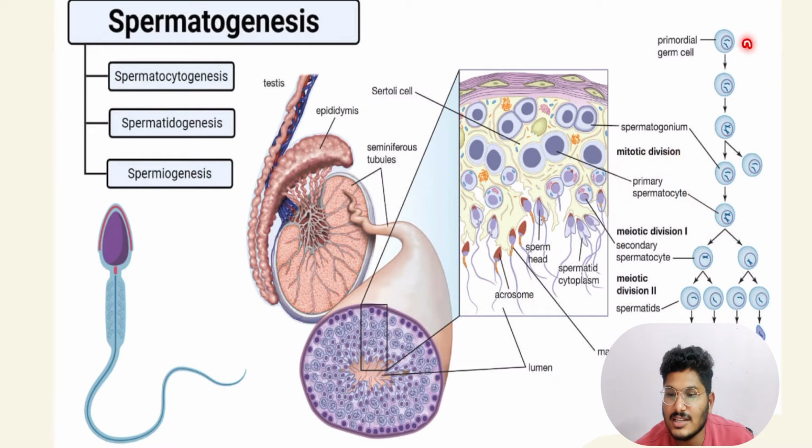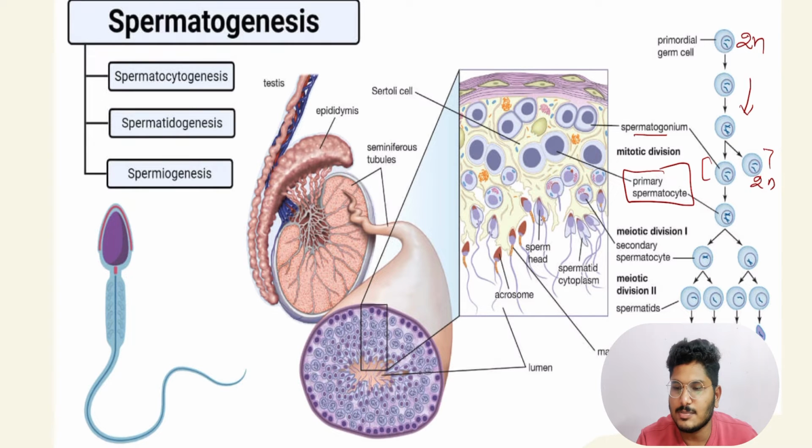These primordial germ cells, which are diploid in nature, differentiate into spermatogonia through mitosis, and these spermatogonial cells, again through mitosis, differentiate into a type of cell called primary spermatocytes. This is called spermatocytogenesis. So the formation of the primary spermatocyte is called spermatocytogenesis, that is, formation of spermatocyte. Genesis is formation, as simple as that. So this primary spermatocyte is diploid in nature.